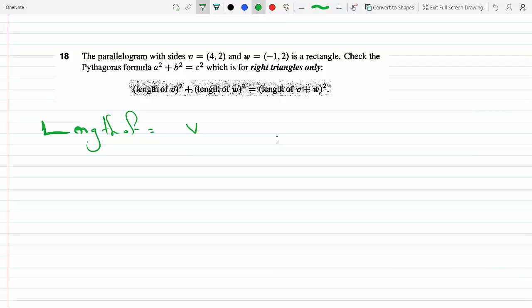The length of V is just the magnitude of the vector, which is the square root of the sum of the squares of its components, or to say it differently, it's the dot product of the vector with itself. So this would be 4 times 4 plus 2 times 2 to get the magnitude of V, or 4 squared plus 2 squared, so that's 16 and 20. This would be 2 root 5.